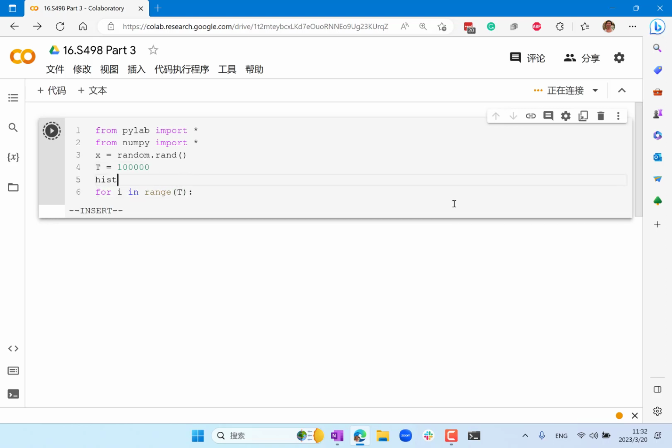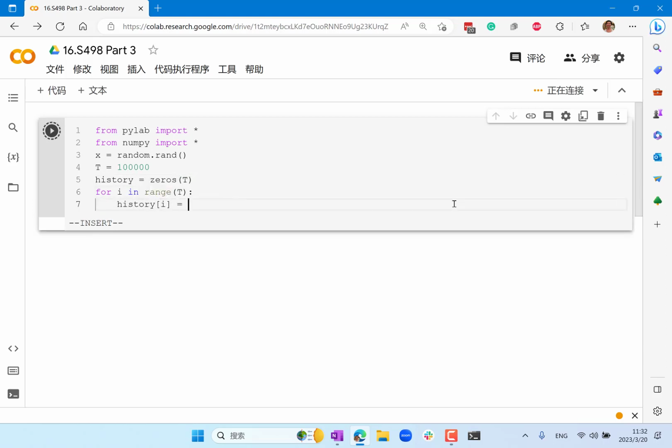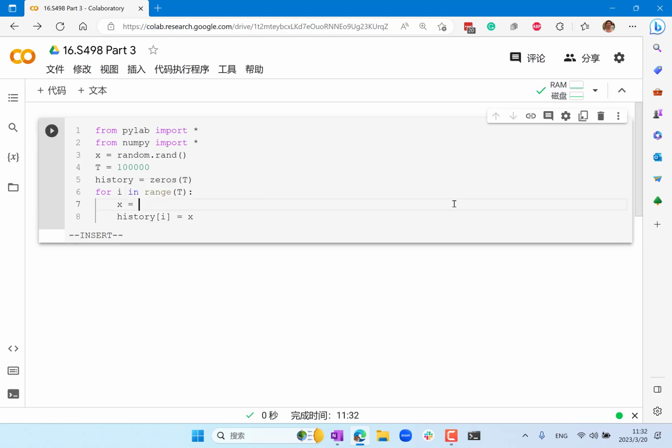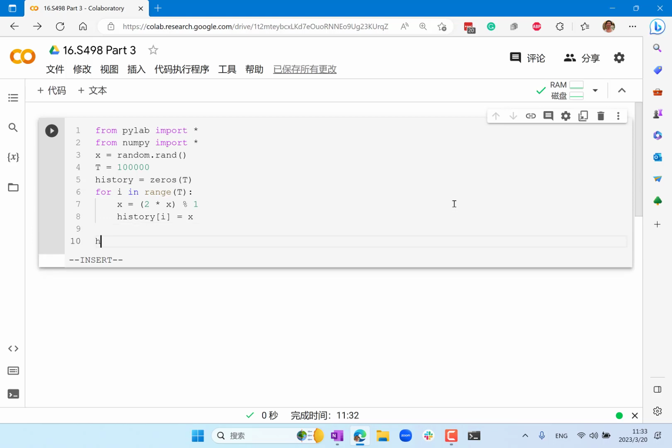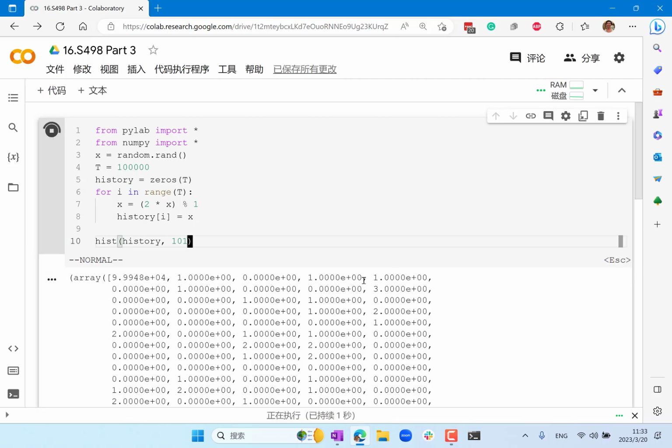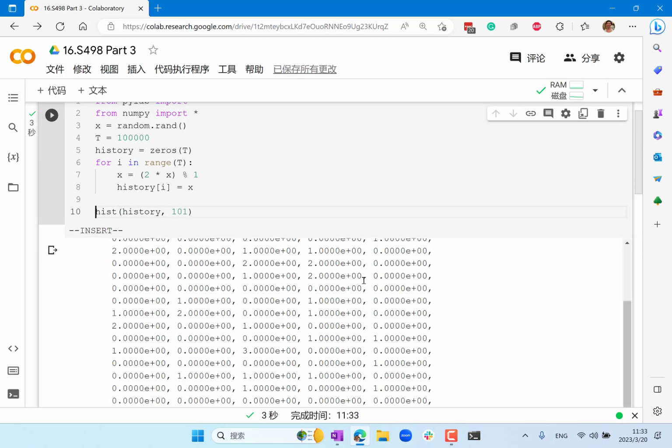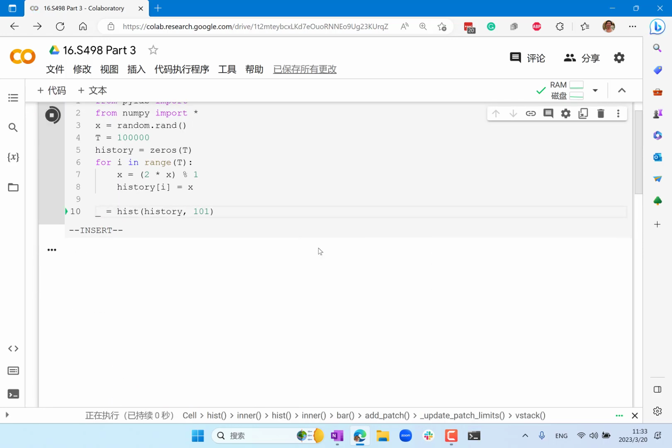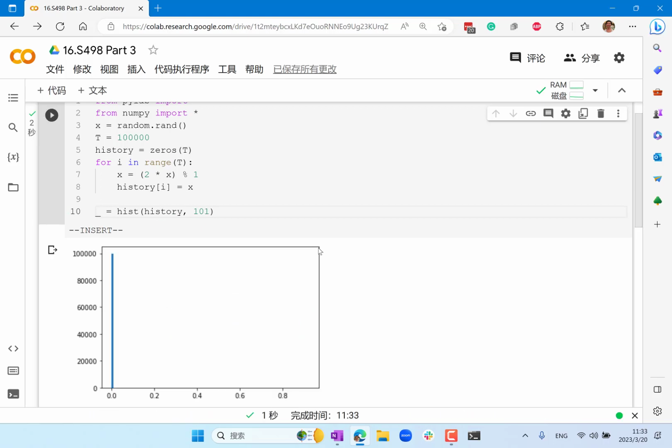Let's also make a history equal to zeros with t. History i is going to be set to x, while we'll just have x equal to 2x mod 1. Okay, so that's our trajectory. And let's just plot a histogram of history with 101 bins and see what it looks like. Not uniform. All the numbers are concentrated at 0.